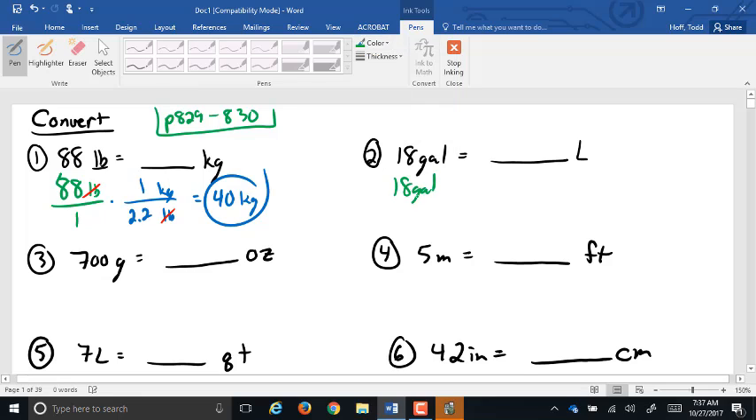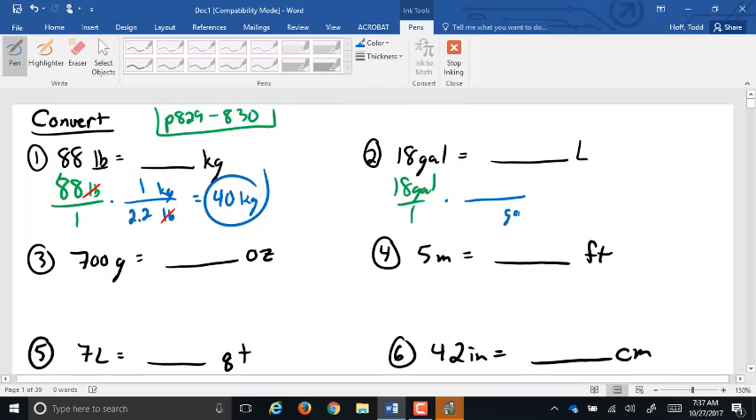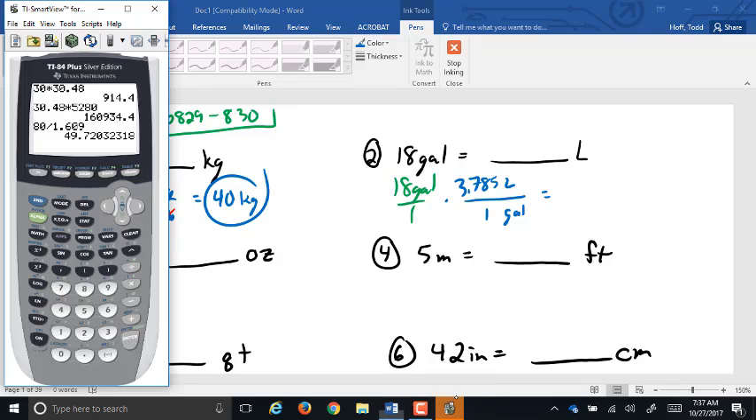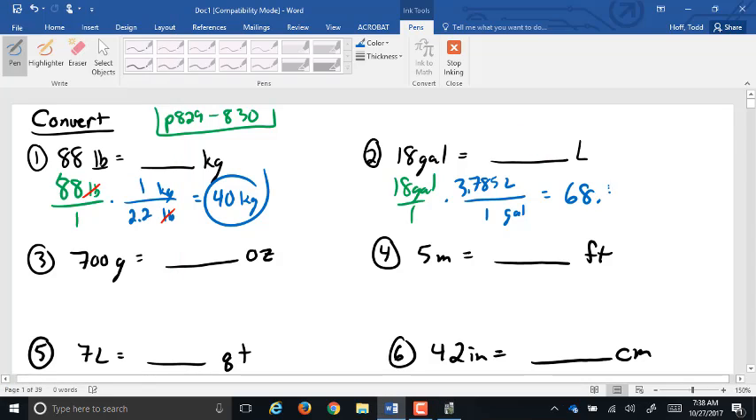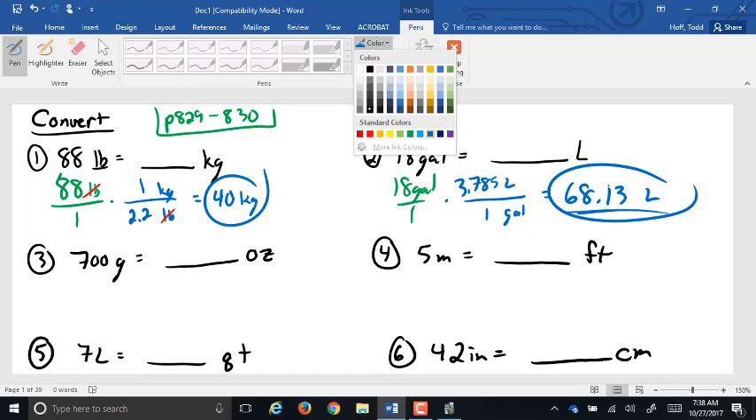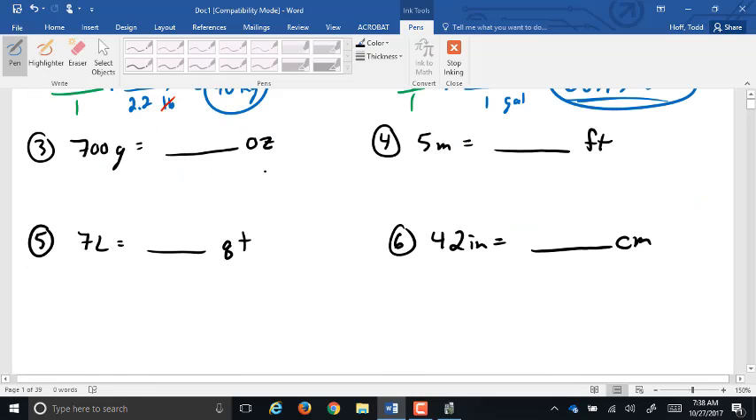18 gallons. Gallons are going to go on bottom, liters on top. 1 gallon is 3.785 liters. Sounds right. Yep, 68.13. Many of your cars are 16 or 18 gallon tanks. So that's a 68 liter tank. We'll take a look at that here in a little bit too, as to how we can do that conversion. Now we'll talk about it more when we get to it.